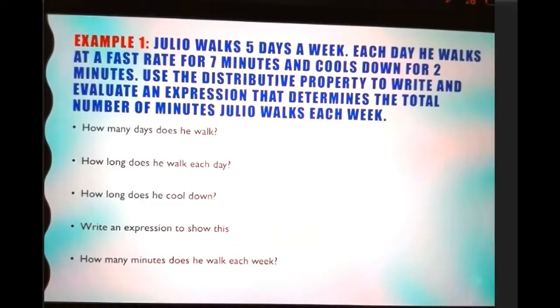Miss Nevaeh, you love to read. Do you want to read my word problem for me? His name's Julio. Remember, our textbook loves crazy names.